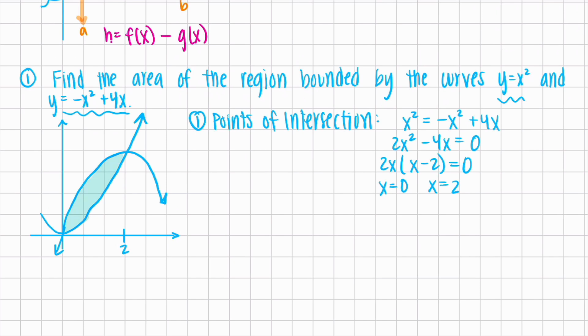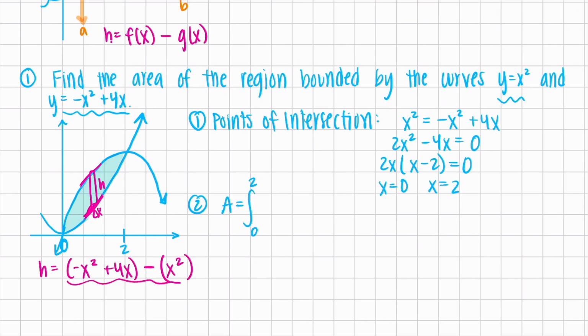All right, so step 1 was to find our points of intersection. Step 2 is to actually find our area. So I'm going to find my area between x equals 0 and x equals 2. So those are the bounds of my integral. And then if I draw a rectangle, my base is delta x. Your height, we want the top function minus the bottom function. Well, this top function is the y equals negative x squared plus 4x, minus your bottom function, this function, your y equals x squared.